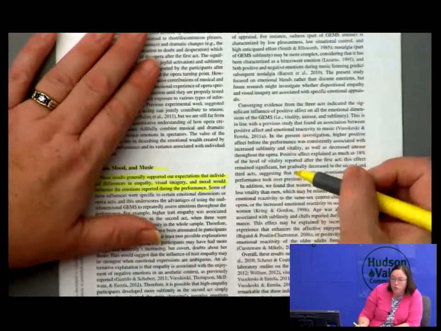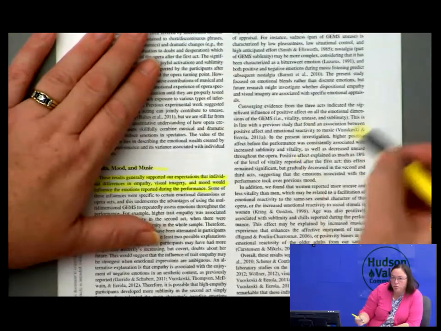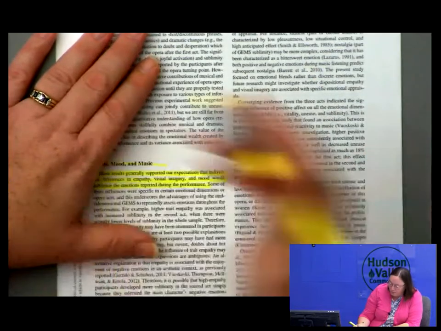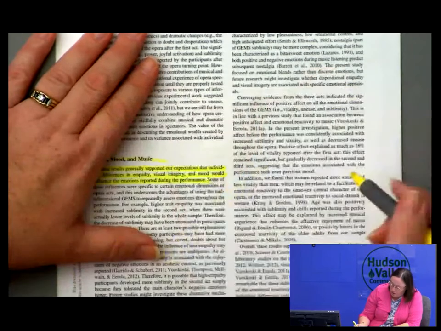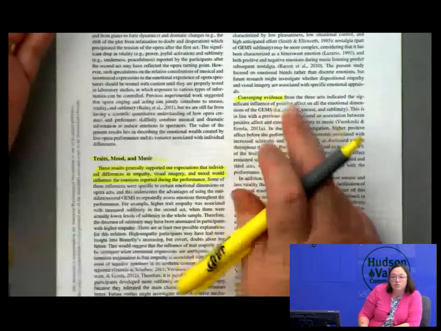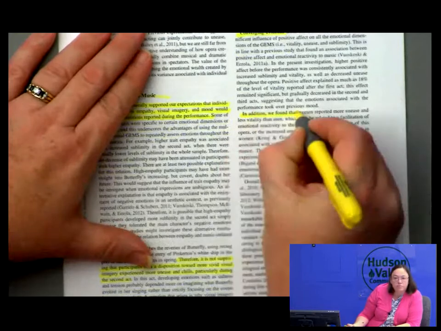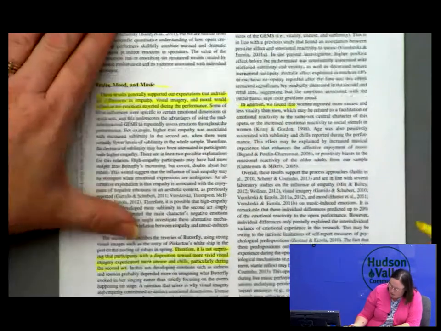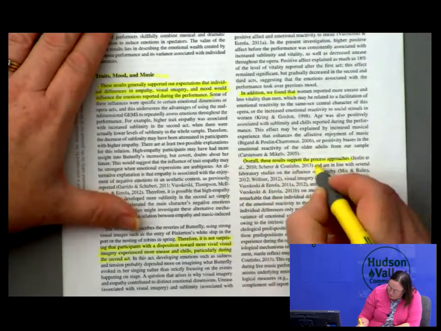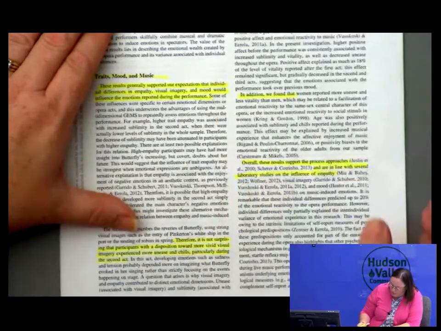Eventually, you're going to come to a point where they're summarizing the entire article and relating it back to the original literature review, which is nothing you need to worry about. Oh, converging evidence. Evidence, that's another indication of a finding, of a result. Oh, in addition, we found, let's see, overall, these results support the process approach, with the influences on empathy.